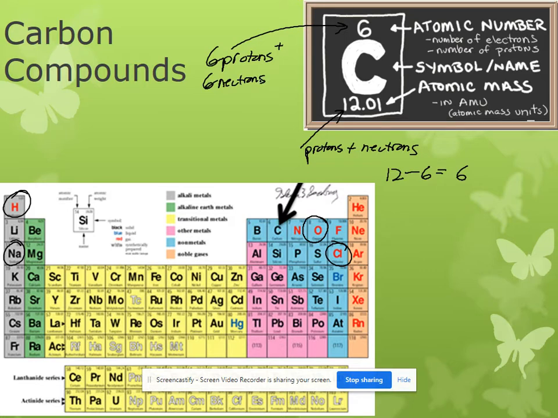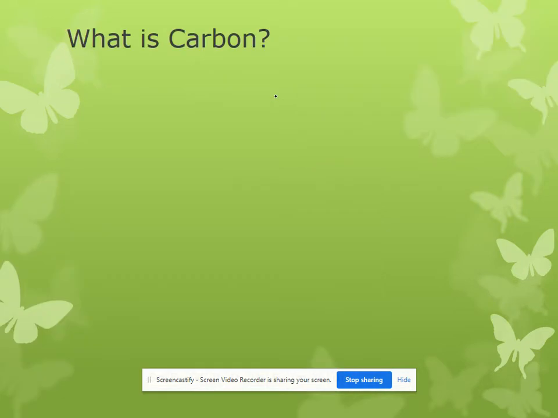And because this is an atom and it's not an ion, okay, so it has no charge to it, we also know that for every positive proton, there is a negative electron. So there are 6 electrons in carbon as well. Okay, so just some things to keep in mind as we dive into this. Now, let's draw a picture here of carbon and some of the things that it does. So we're going to start here.